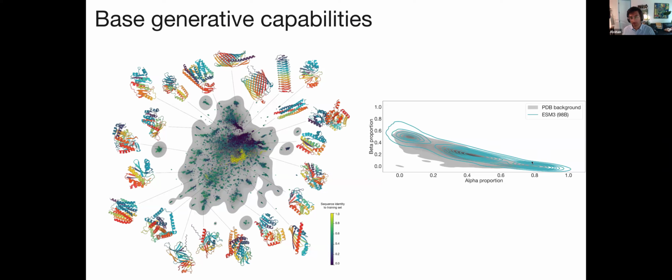You can see a different view on this here, where gray is the PDB background, and this is the distribution in alpha and beta of ESM3. You can see that there's some proteins that have high proportion of beta, some high proportion of alpha, and a good portion that's mixed.